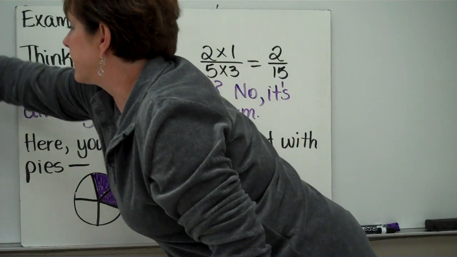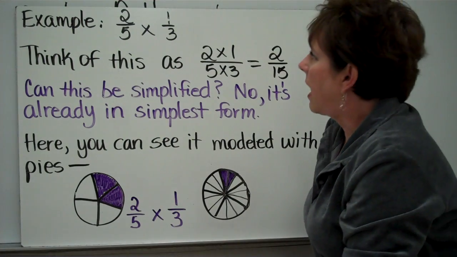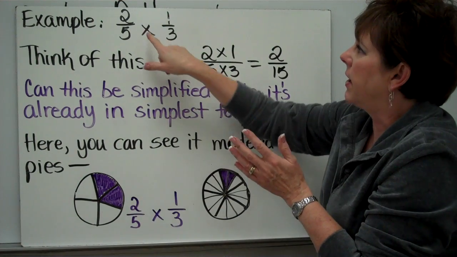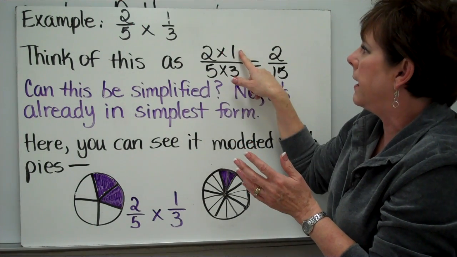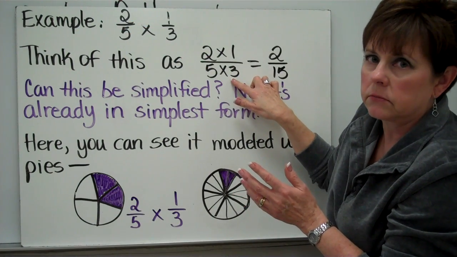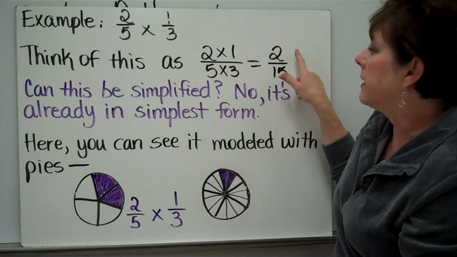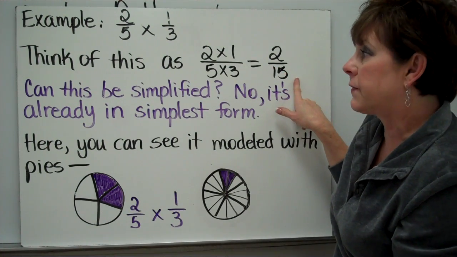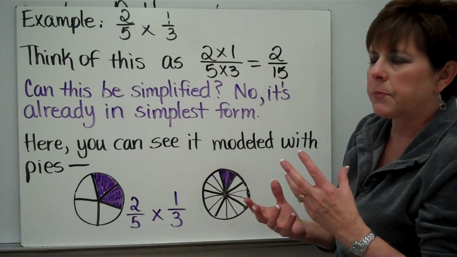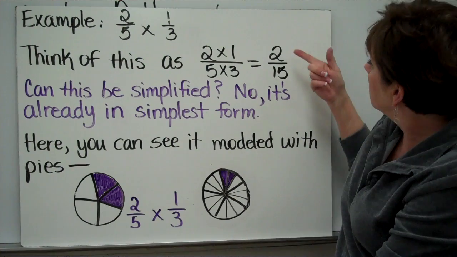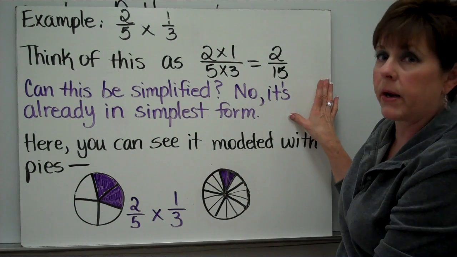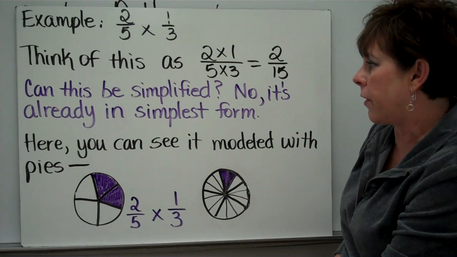All right, our first example is 2/5 times 1/3. Think of this in this manner. You could think of 2 times 1 over, here's the line, 5 times 3. All right, let's see. 2 times 1 is 2, and 5 times 3 is 15. And our answer is 2/15. Well, can this product be simplified? Well, there's not a number that both of these can be divided by, so no, it's already in simplest form. It can't be simplified any further.